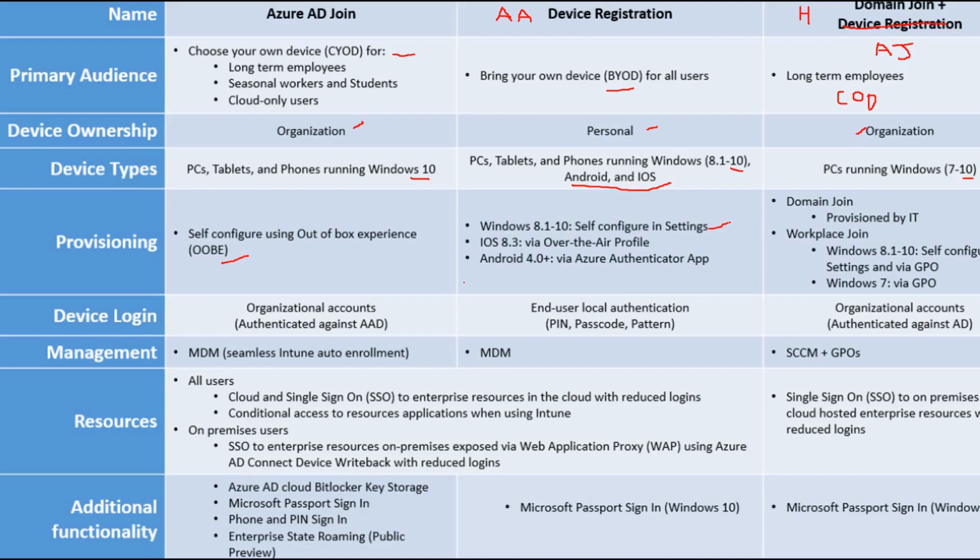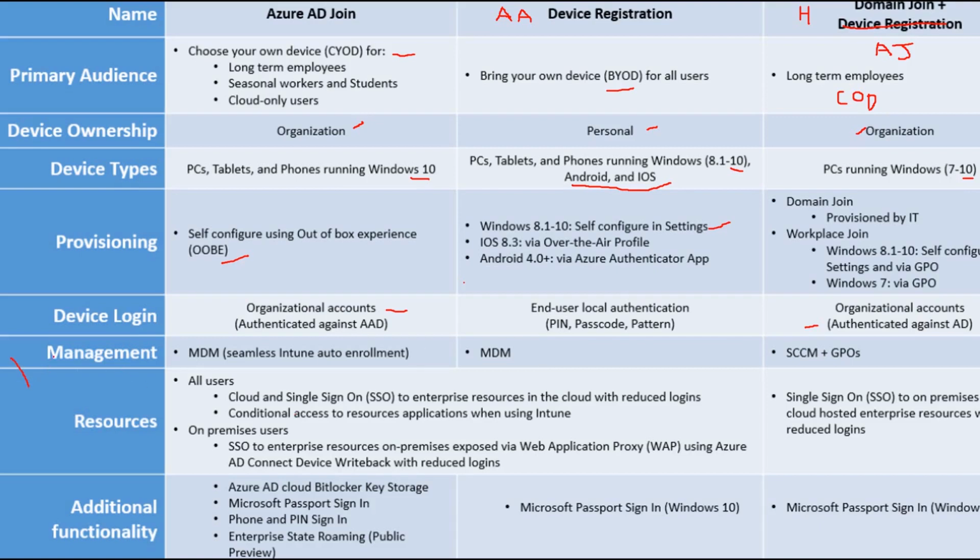Device login, if a device is Azure AD joined, then you can log into the device using the organization's credential. If the device is hybrid Azure AD join, you are authenticated against the on-prem AD if you wish to do so, because the device is already there in the on-prem domain, right? So the on-prem domain can authenticate it.